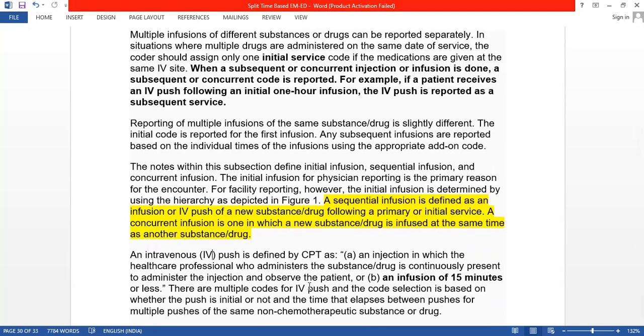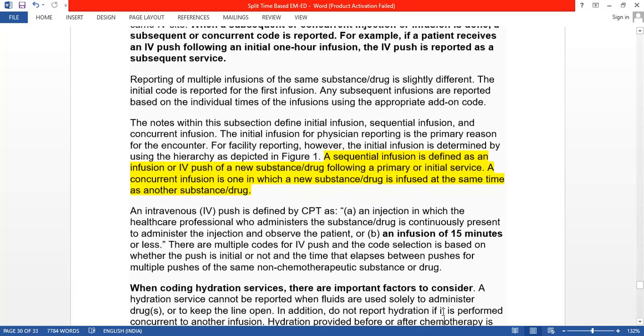An intravenous push is defined by CPT as an injection in which the healthcare professional who administers the substance or drug is continuously present to administer the injection and observe the patient, or an infusion of 15 minutes or less, right? IV push means an infusion of 15 minutes or less. There are multiple codes for IV push, and the code selection is based on whether the push is initial or not and the time elapsed between pushes, for multiple pushes of the same non-chemotherapeutic substance or drug. What are the IV push codes basically? 96374, 96375, 96376, right? These are the IV push CPTs.